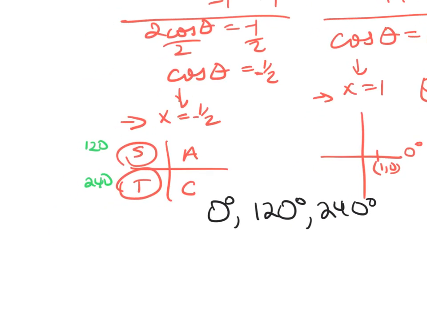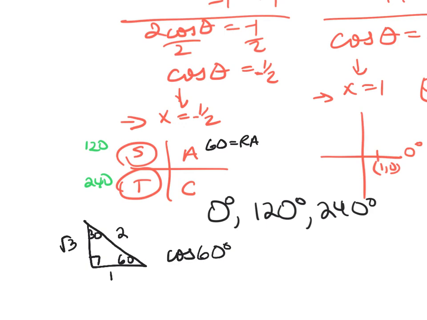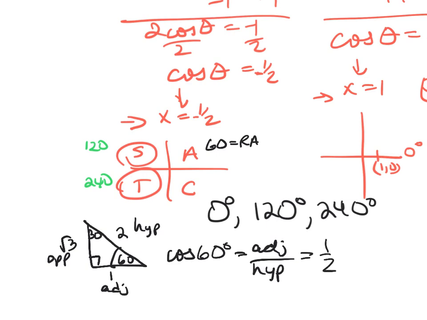Now, we could also have done our triangle, 30, 60, 90, 1, 2, √3. If I'm going to be doing cosine of 60, because that's going to be my reference angle. So based off the 60, opposite, adjacent, hypotenuse, cosine is adjacent over hypotenuse, which is 1/2. So that's how I knew my reference angle was 60. Now, again, if you didn't realize that, then you'd also test out the 30 and see which one works.